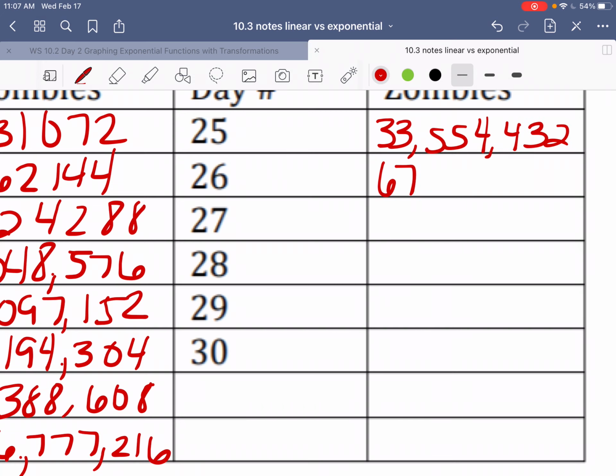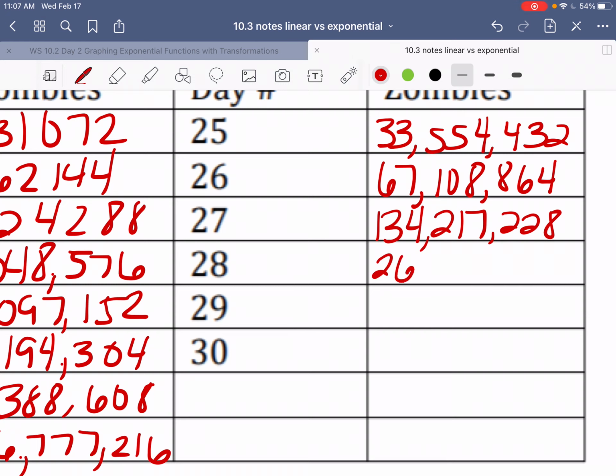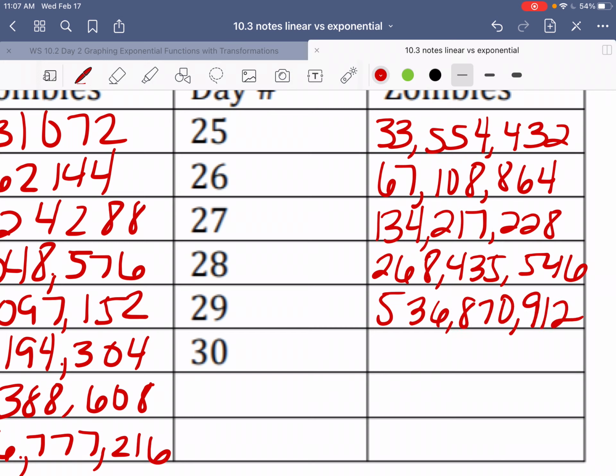33,554,432, and that doubles to 67,108,864, then 134,217,728. I hope that math was right. 268,435,456, and we're at 536,870,912. And lastly, by day 30, I would have infected 1 billion and some odd change.